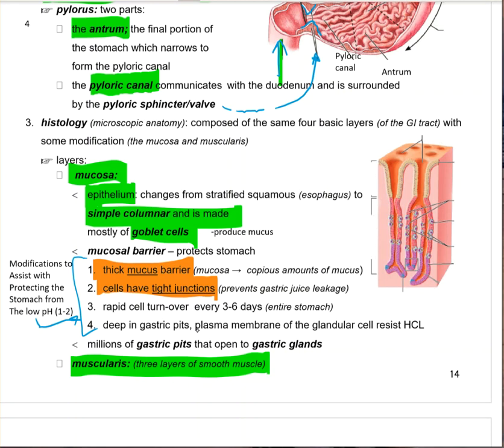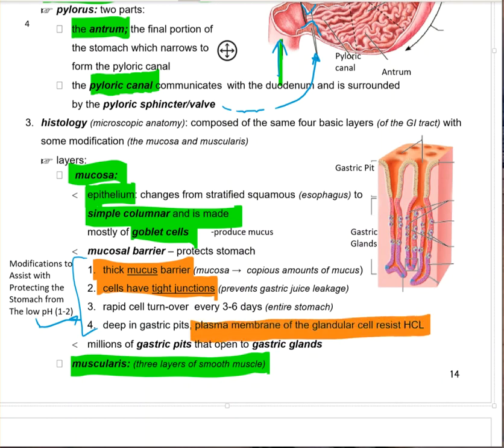The third is deep in the gastric pits, which are these things right here. The pits are right there. And actually, I can type that in right now if you want. We'll put gastric pit right there. And then down here, these are the gastric glands. Okay. And in the gastric pit area, there's plasma membrane of the glandular cells that resist hydrochloric acid.